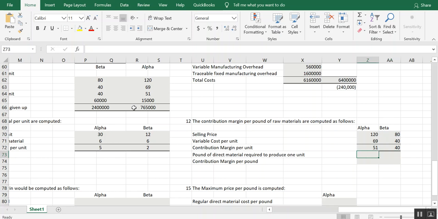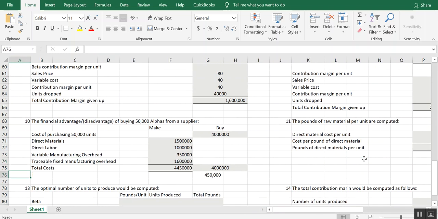Now, what we want to know is how much of a contribution margin per pound of raw material we have in each. So we take the pounds of raw material that are used in alpha and the pounds of raw material used in beta, and we divide the contribution margin per unit by the pounds used for each unit. So we take the $51 divided by 5 and the $40 divided by 2. What you see here is that the alpha unit has a contribution margin per pound of $10.20, and the beta unit has a contribution margin per pound of $20.